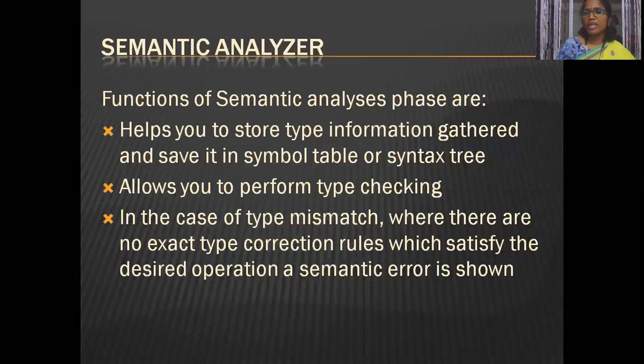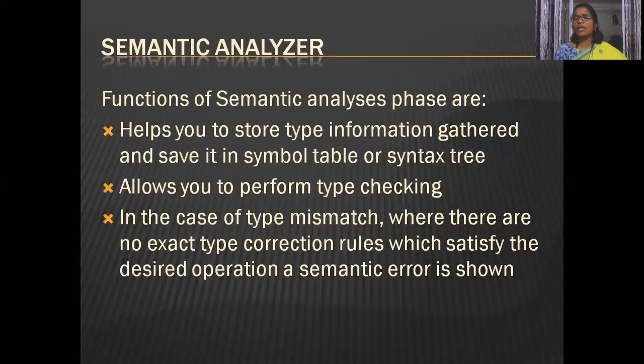So functions of semantic analysis phase are, it helps you to store type information. Type information is nothing but the type for every variable, whether it is integer, float, like that, we'll be having different types in programming languages. Gathered and save it in a symbol table or syntax tree. So it gathers the information, what type of value it is, and it is stored at symbol table. Symbol table is nothing but the storage. I have shown you in the figure, where you can store all the information.